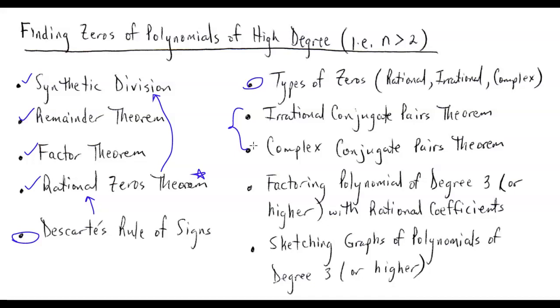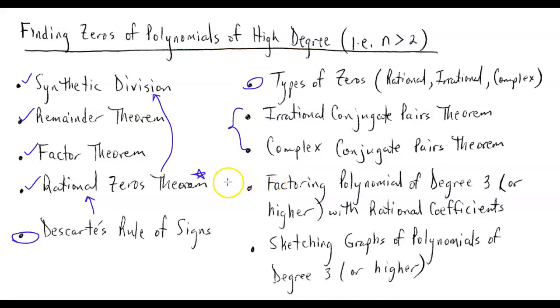This theorem essentially states that if I know that a particular irrational number is a zero for a polynomial, then I know that its conjugate is also going to be a zero. Same thing for a complex number. If I have a complex number I can plug into a polynomial and the result ends up being 0, its conjugate also does that.